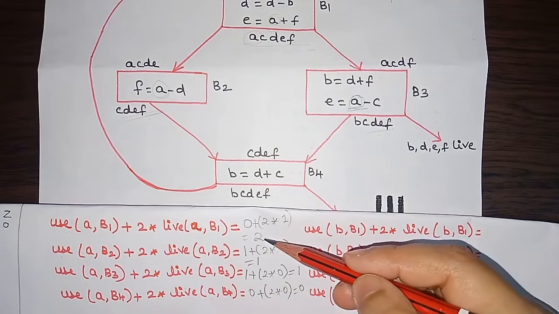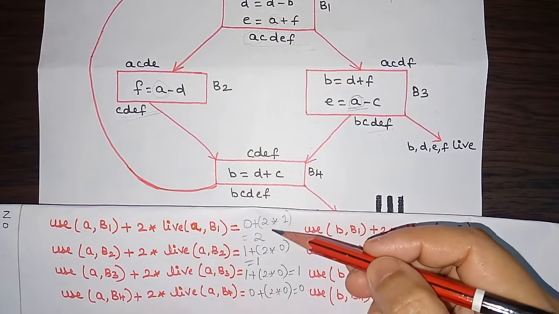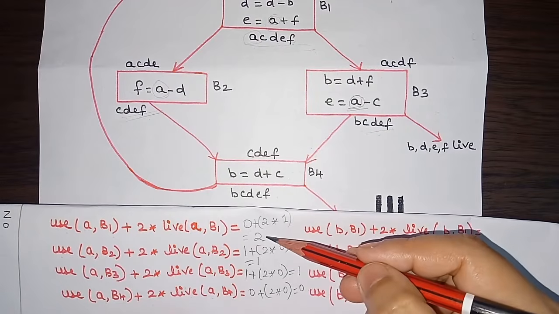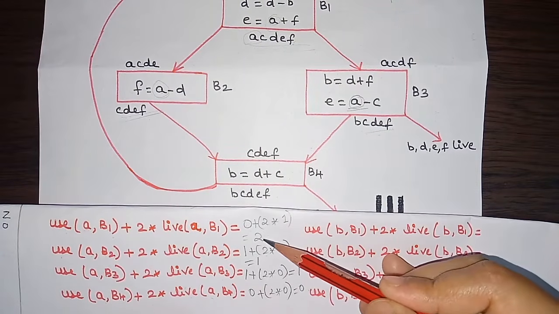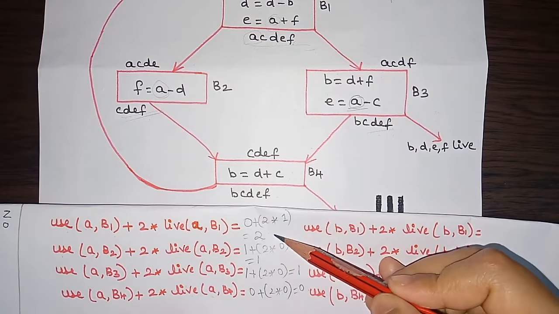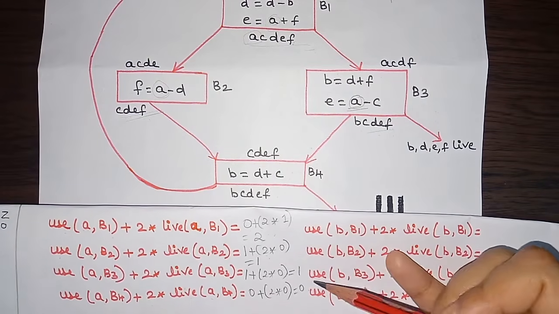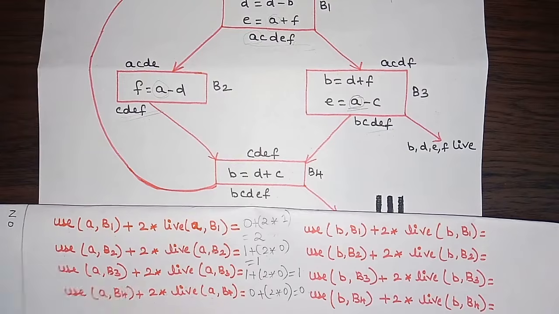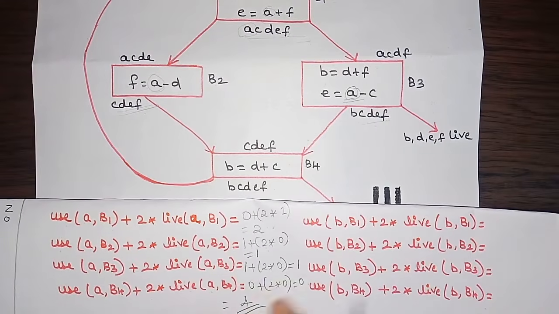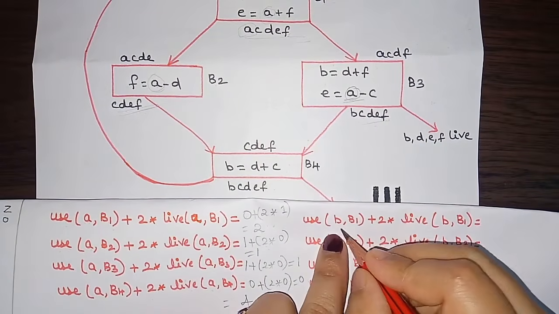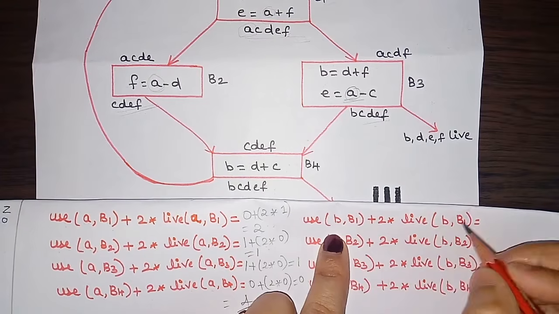After calculating all these values, now we have to perform summation of all these values. So when we do the summation, 2 plus 1 plus 1, we'll get the result 4, and here the summation value is 4. In the same way, now we have to find b, that is, use of b and liveness of b in all the blocks.